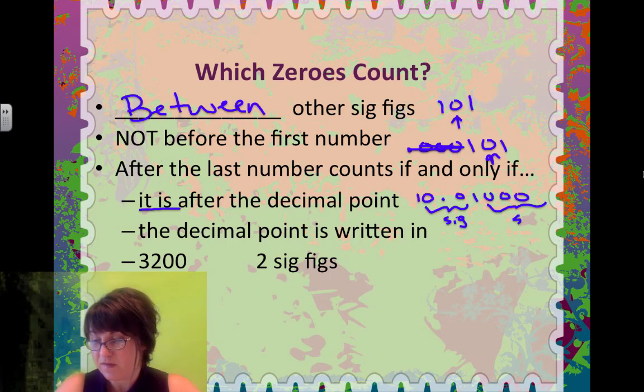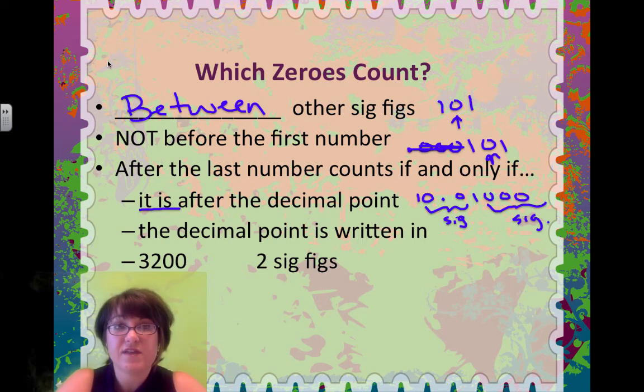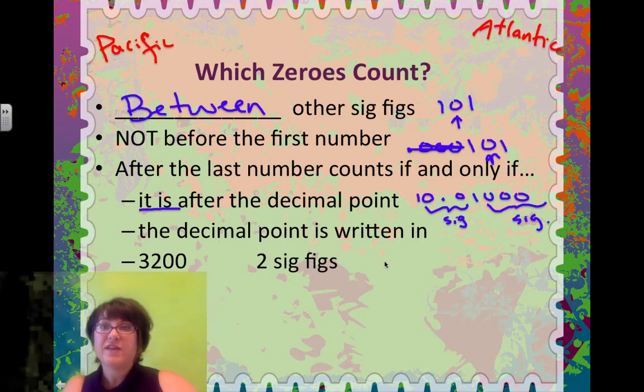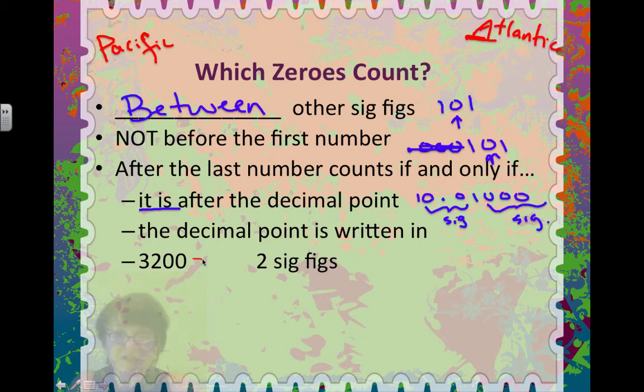Remember, we have this shortcut to help us keep track of sig figs, the Atlantic side and the Pacific side. We're going to use Atlantic and Pacific to help us decide if it's significant or not. If our decimal is absent, as in this number, we start on the Atlantic side of the country and fly across till I hit a non-zero number. Since I crossed out my zeros, I have only two sig figs left.